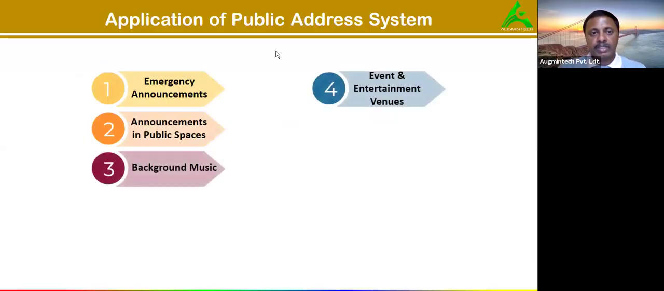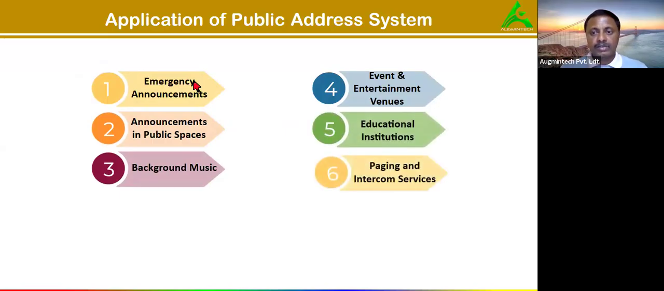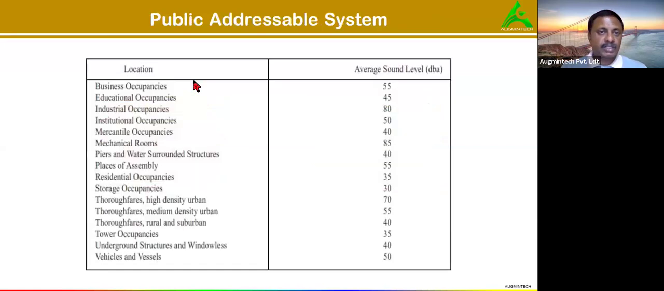So these are the major purposes. Why do we use these speakers? For emergency announcements and announcements in public spaces, then background music, of course, and for events, entertainment venues and educational institutions, then paging and intercom services. Whatever it is, for each and everything we have a thing called decibel level, the audible level of the sound.